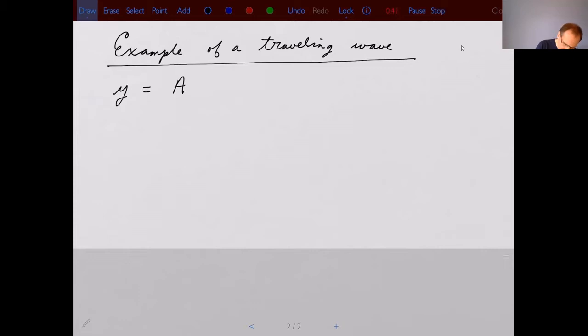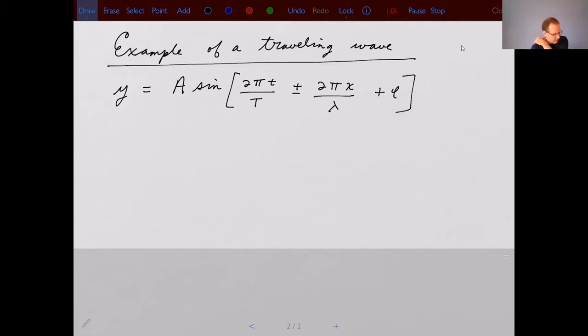y equals A times sine of 2 pi t over period plus or minus 2 pi x over lambda plus phi. So let's pick some nice easy parameters to plug in so we can actually do this out for a few values. Let's let the amplitude equal 1. The period is, say, 1 second. Lambda is also, say, 1 meter. And then let's say the phase angle is 0.